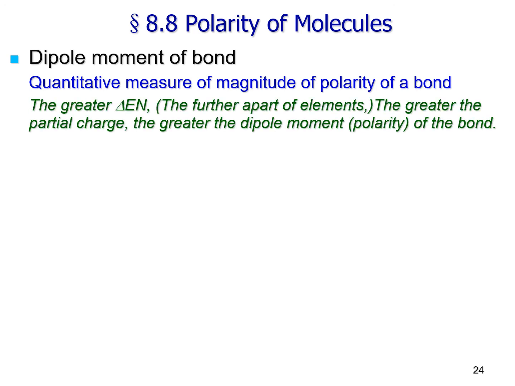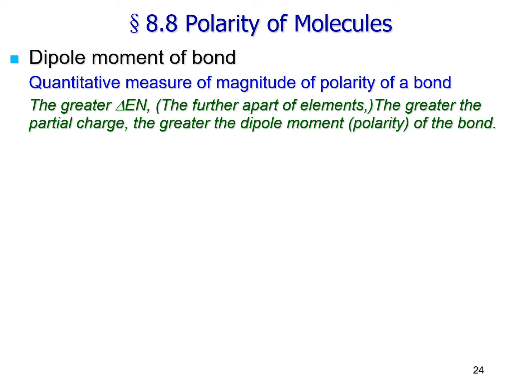And of course, I'll repeat this again. Delta EN can be used to determine the polarity of the bond and how great the polarity of the bond is. The greater the delta EN, the greater the partial charge, the greater the dipole moment of the bond, and the greater the polarity of the bond, of course.